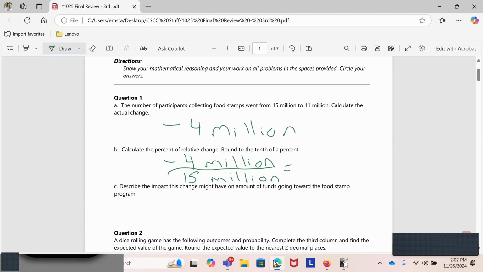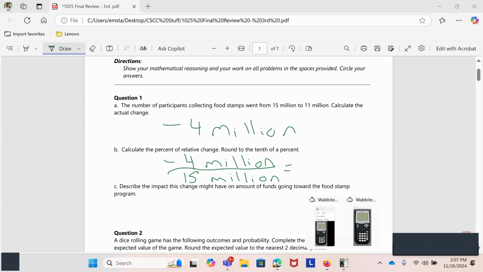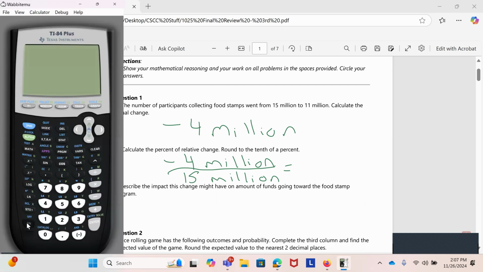And then they want that to the nearest 1/10 of a percent, so I'm going to get out my calculator. I'm going to take negative 4 million divided by 15 million. I can get rid of the millions because you can cancel out zeros when you're simplifying. I typed that in wrong. Negative 4 divided by 15. I knew 80% seemed way too high.